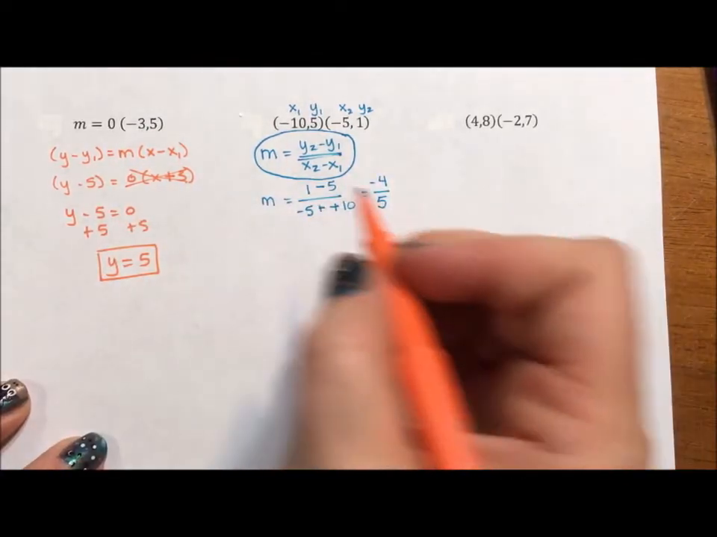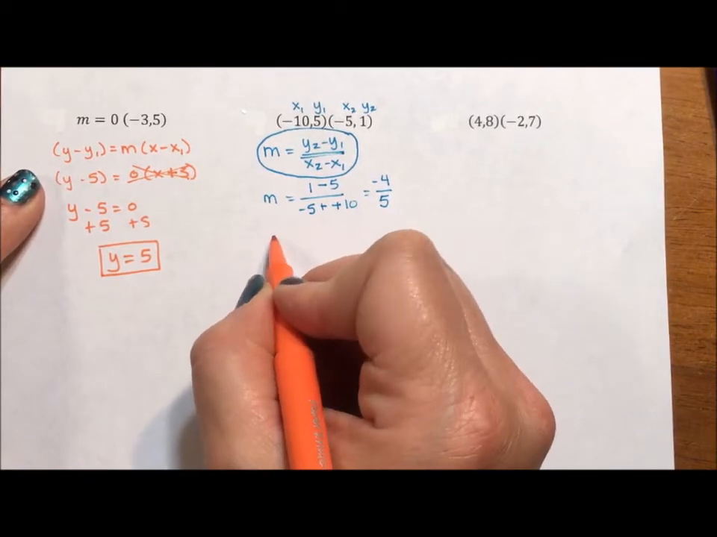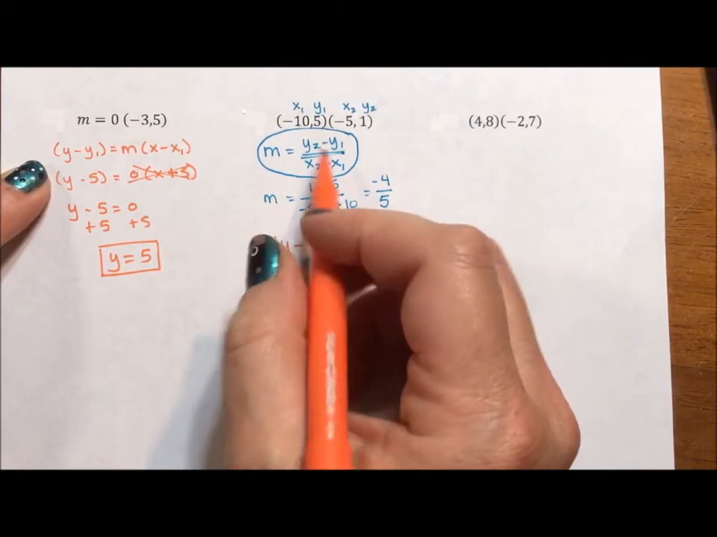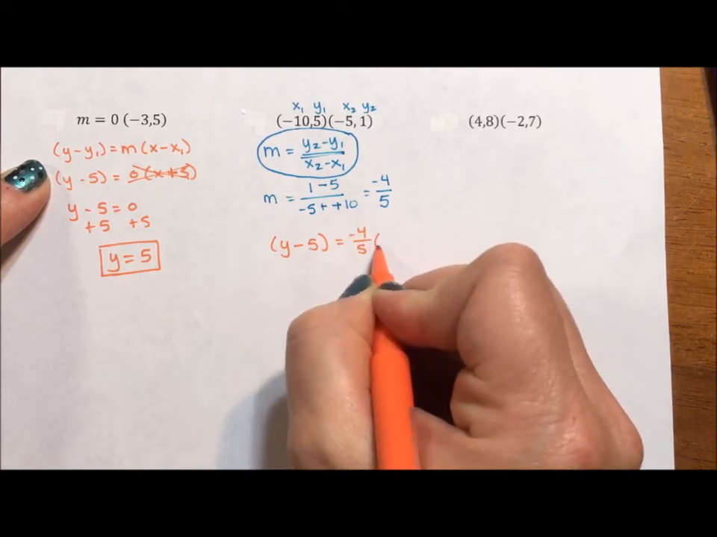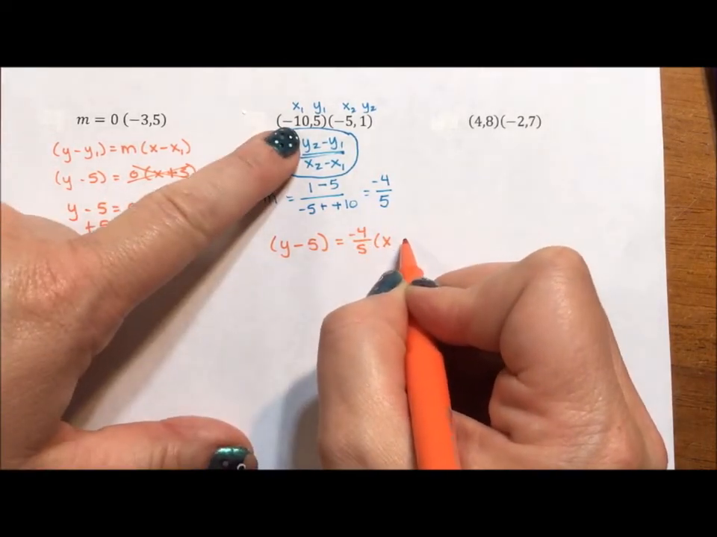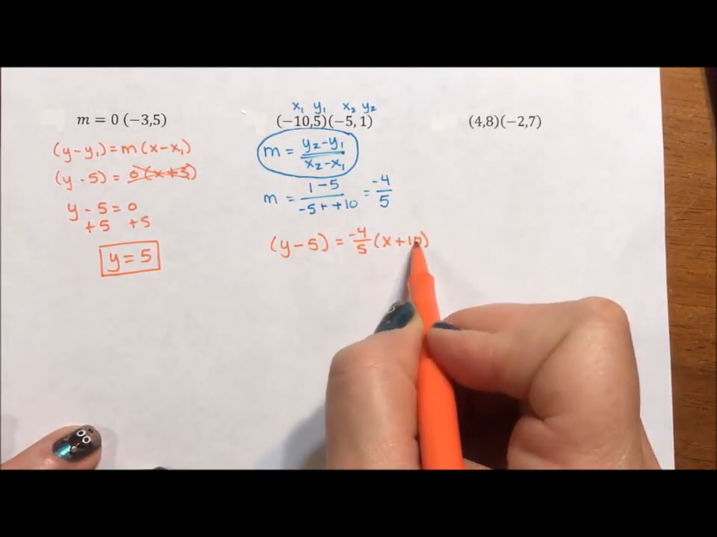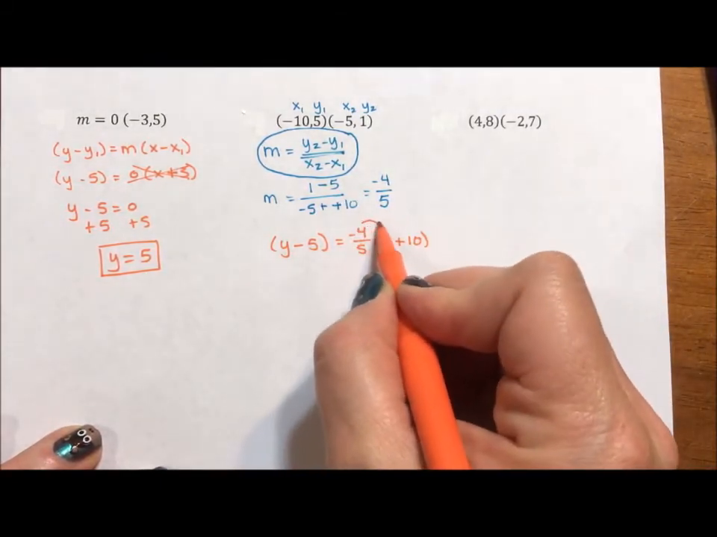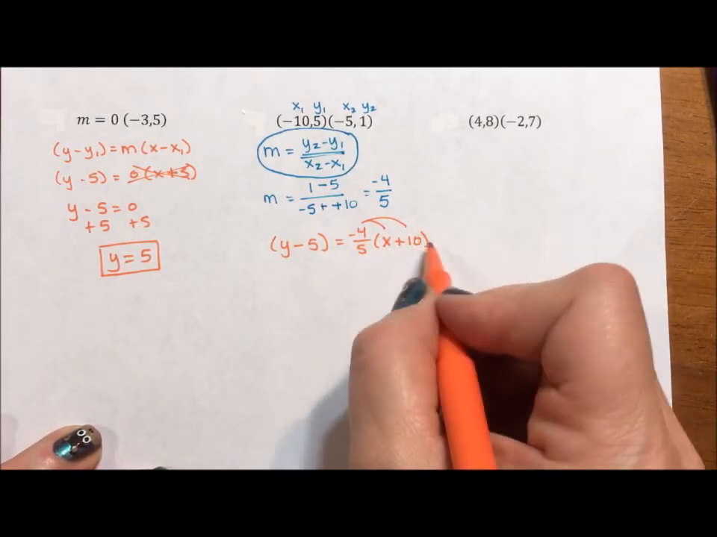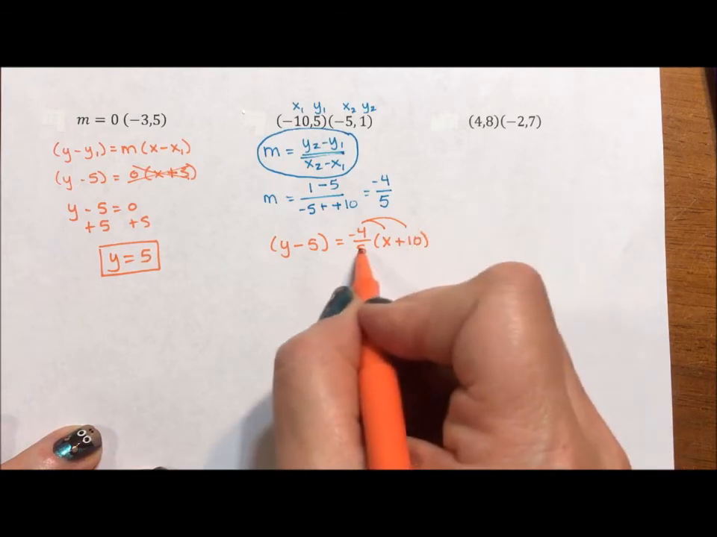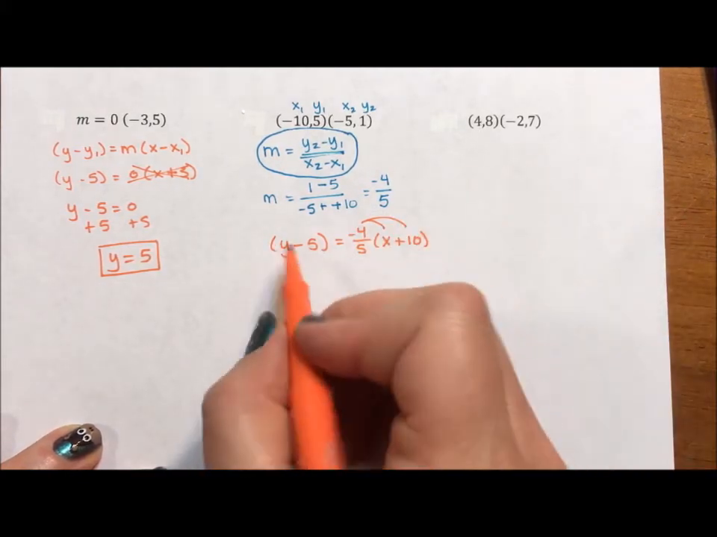Now I'm going to go into my point slope form again. Sorry, a little bit of an earthquake there. y minus y sub 1, which is 5, equals negative 4/5 times x minus a negative 10. Okay, because 5 goes into 10, I'm going to short circuit this a little by distributing my slope. If you don't like dealing with fractions and integers, multiply the 5 over. I'll do that on my next example so you can see how that works.